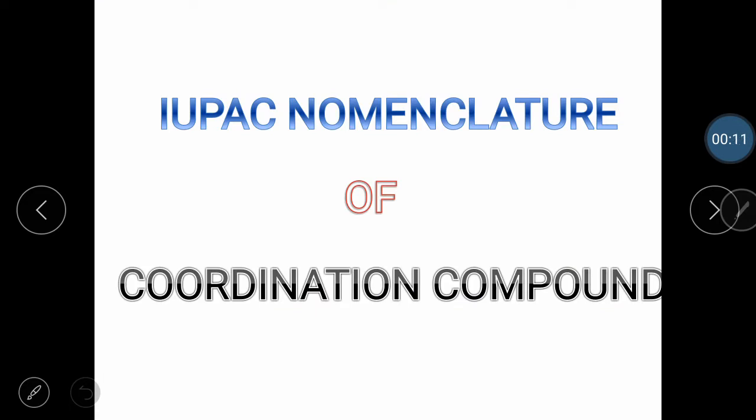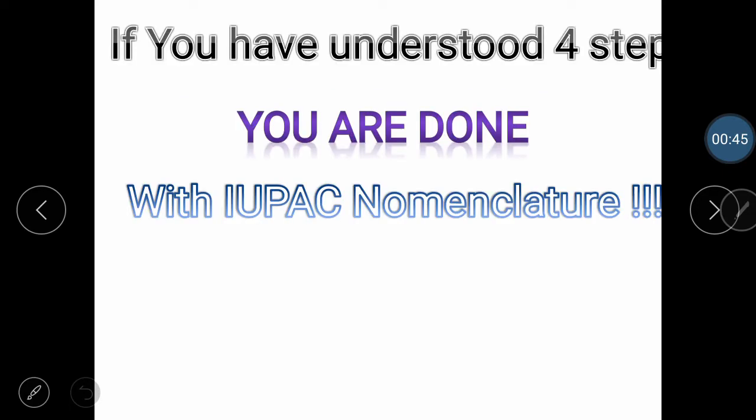IUPAC nomenclature of coordination compounds. In the previous two videos, I discussed four steps that we must follow to write the name of any coordination compound. Step one, what do you do first? You'll find the complex type. Next, you'll find the oxidation state by using the ligands table, and then you'll apply some basic rules. That's all. You don't have to complicate it so much. It's very simple. So if you have understood those four steps, you're done with IUPAC nomenclature.